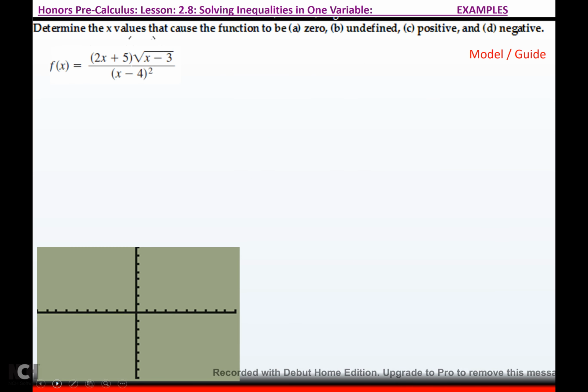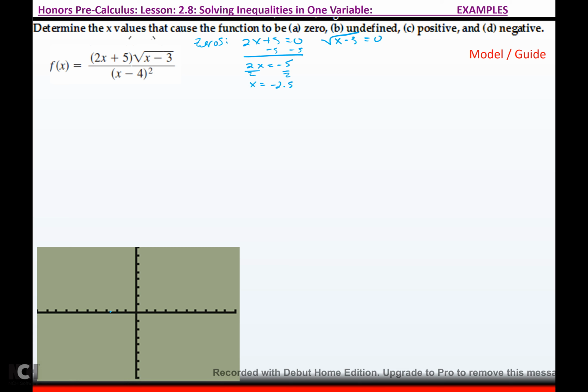Alright, you try this one. Oh, no, not try this one. This one's together. Okay, so we've got a couple of limitations. First of all, to get our zeros, we set our numerator to 0. So 2x plus 5 equals 0, and the square root of x minus 3 equals 0. Solve this one: 2x equals negative 5, divide by 2, x equals negative 2.5.